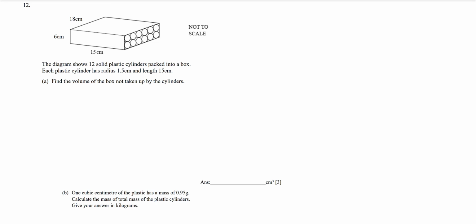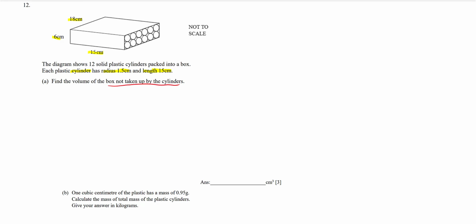Question 12, part A. We need to find the volume of the box not taken up by the cylinders. Okay, so we've got these dimensions here: 15 centimeters by 6 centimeters by 18 centimeters. And we're told that each cylinder has radius 1.5 centimeters and length 15 centimeters.